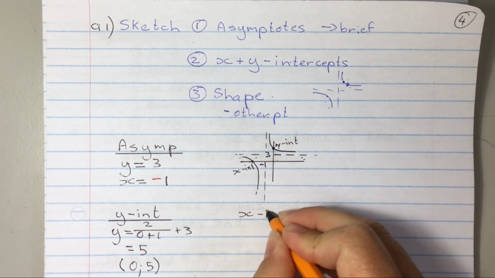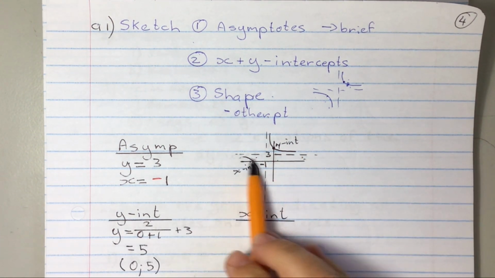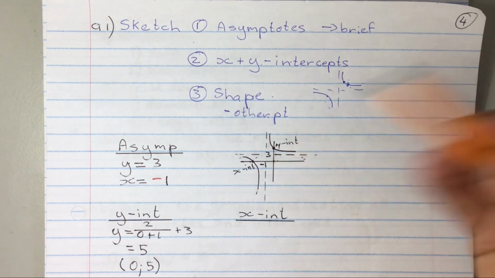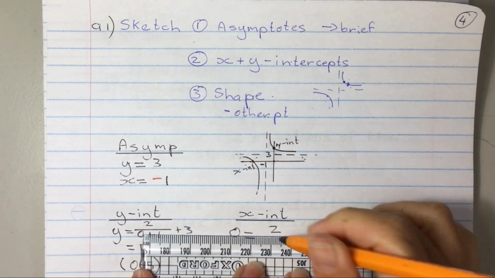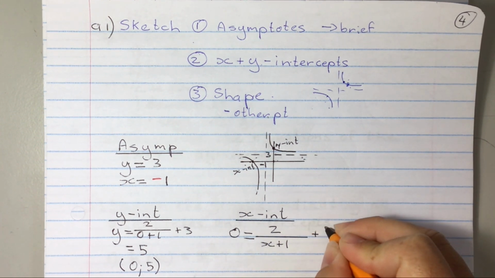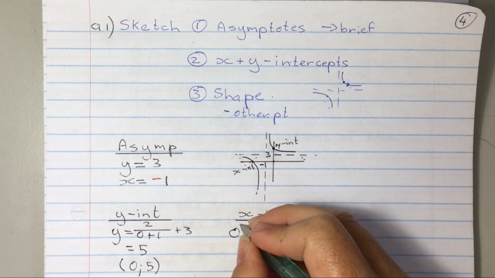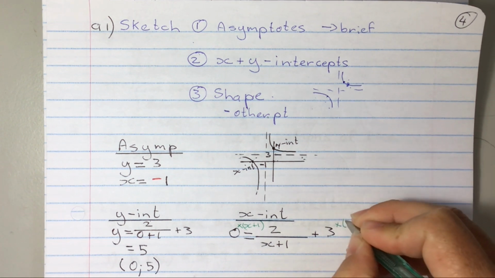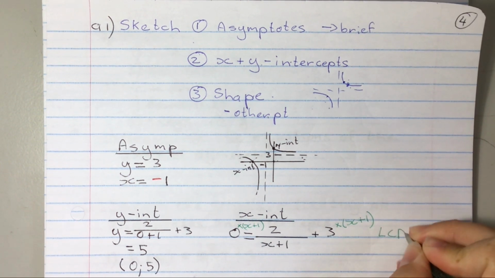The x-intercept is next, and my x-intercept is on my x-axis. So when I'm on my x-axis, my y value is 0. So we've got 0 is equal to 2 over x plus 1, plus 3. And this takes a little more work. We've got an LCD of x plus 1. So I'm going to multiply each term by x plus 1. And I'm writing this down so that you can see what we did, but you don't have to show it.